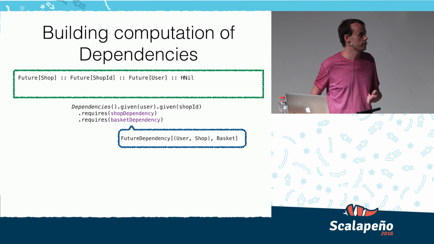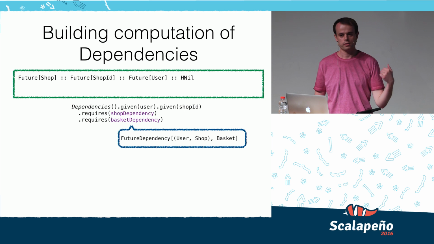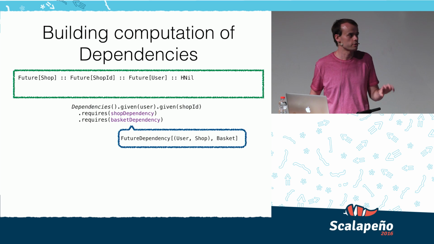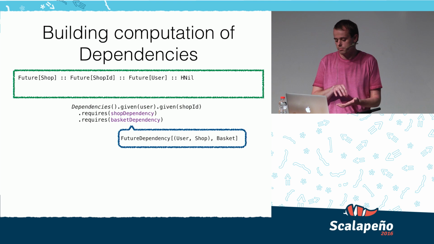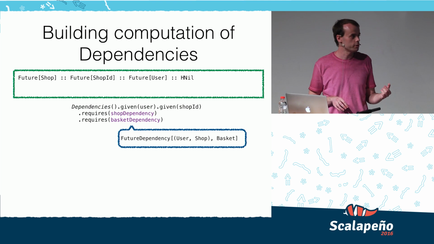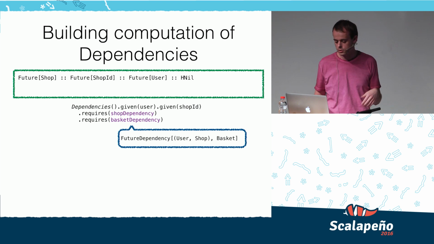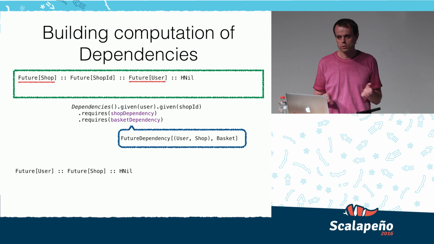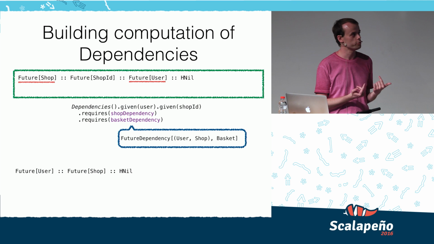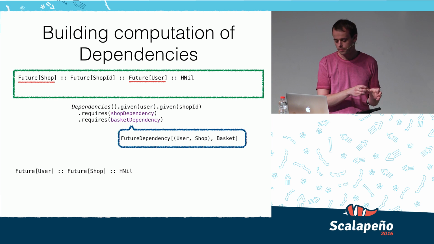And then we have another dependency. So this is a bit different. Of course, the generic implementation is the same, but it is a bit more complicated because now it requires two types. So it has two requirements, which is user and shop. So now it is different because at this point, the compiler has to go through the HList and find two futures. So it has to filter out those two requirements.